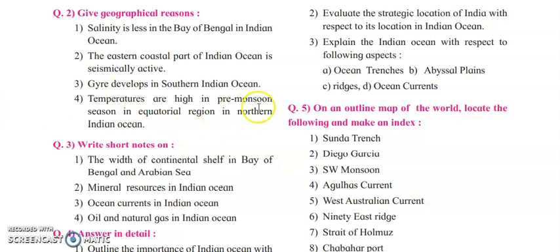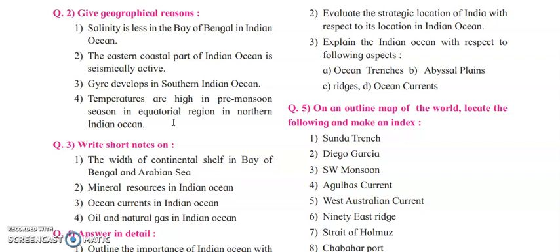Next, temperatures are high in pre-monsoon season in the equatorial region in the northern Indian Ocean. Now, during the pre-monsoon season, what happens? There is a summer solstice on 21st of June. So the temperature is generally increasing in the case of summer solstice. Now, because of high temperature, the southern portion is very much closer to the equator. This is the reason why the northern portion of the Indian Ocean has a high temperature.